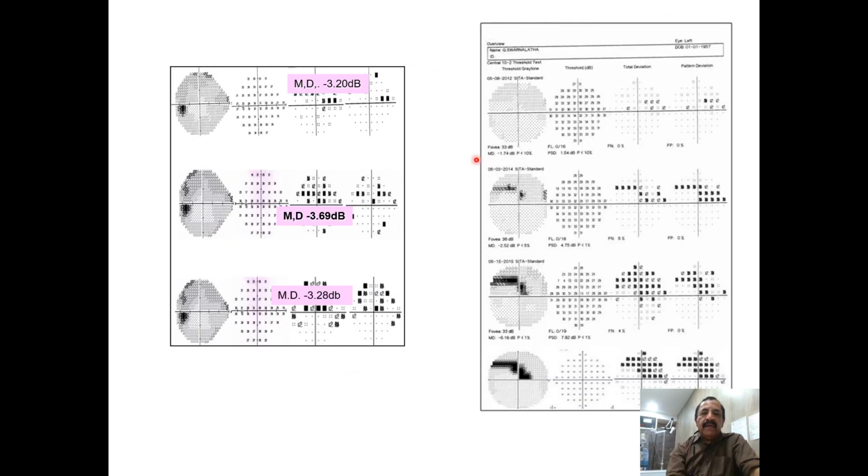This is the field of another patient followed from 2011 to date, and in this case the 24-2 field is stable, but in 10-2 the field is progressing. So we have to keep the pressure still lower, otherwise you have to go for trabeculectomy to arrest the progression in the 10-2.